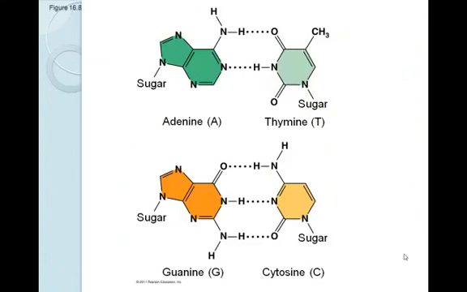The base pairing in the ladder is consistent with Chargaff's rules and is due to the structure of the bases. Adenine always pairs with thymine. If you look at this diagram, you can see that adenine and thymine have 2 places for hydrogen bonding. Guanine always pairs with cytosine, and this is because they have 3 places for hydrogen bonding.